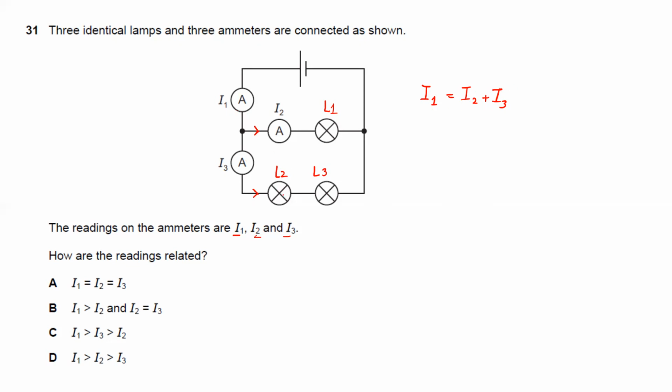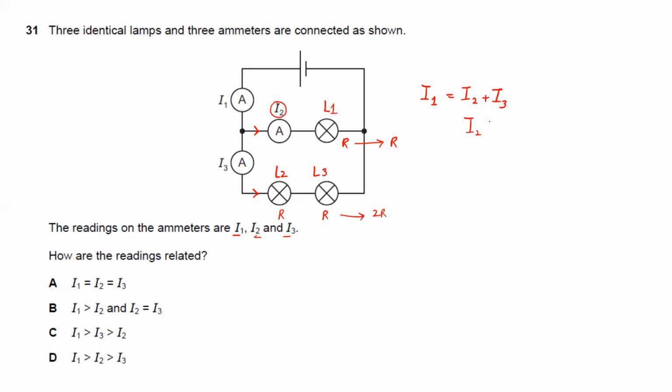Then we have two lamps in series in one branch and one lamp in series in the other. So what exactly will be happening? If each lamp has a resistance R, we have an effective resistance of 2R in this branch and an effective resistance of R in this branch. More current flows through a branch that has less resistance, so I2 will be larger compared to I3.